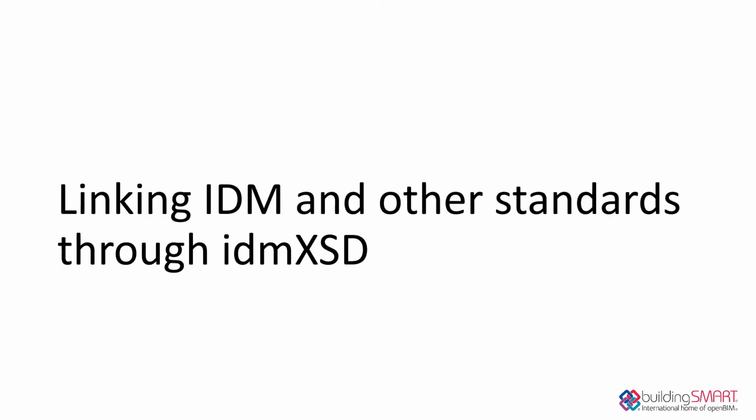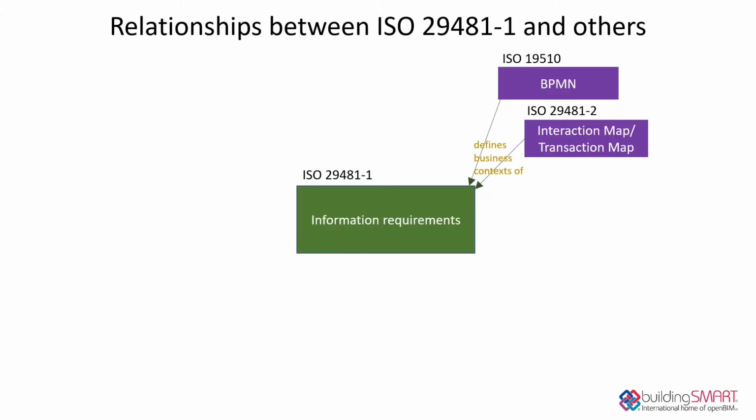As mentioned earlier, most of the comments on idmXSD are associated with the relationships between IDM and other related standards. So let me explain the relationships between IDM and other associated standards and how idmXSD can help them to be connected to each other. The standards that are most directly related to ISO 29481 Part 1 are ISO 19510 BPMN, Business Process Modeling Notation Standard, and ISO 29481 Part 2, Interaction Map and Transaction Map Standard. They define business context of the information required for an IDM.